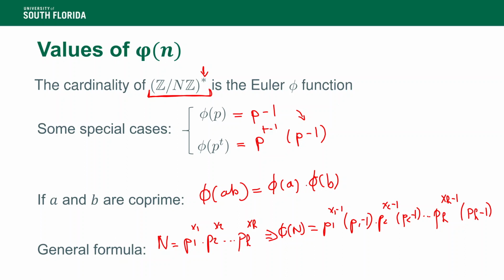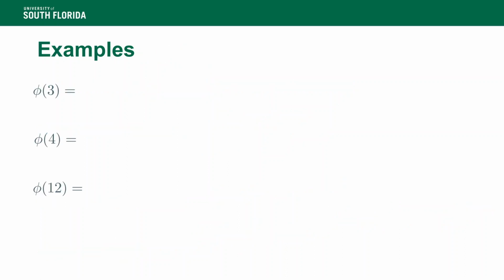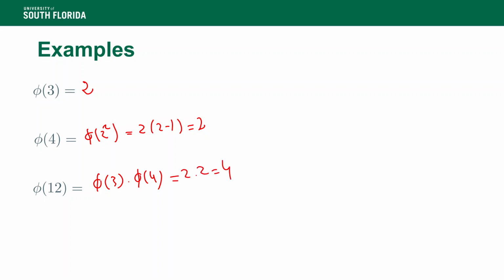So that gives us a strategy for finding the Euler phi function of any general n. So let's work it out in a few examples. This is going to be 2 because we're dealing with a prime. Here, this is phi of 2 to the 2. So that's going to be 2 to the 2 minus 1 times 2 minus 1, which is also 2. And then phi of 12 equals phi of 3 times phi of 4. We both just calculated them. So that's 2 times 2 equals 4.